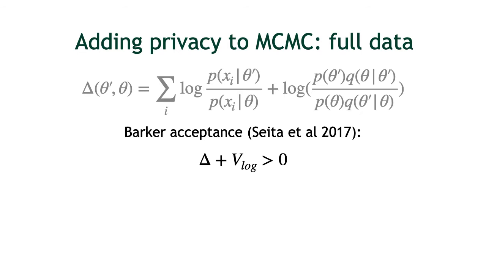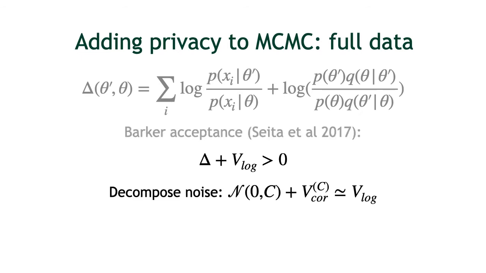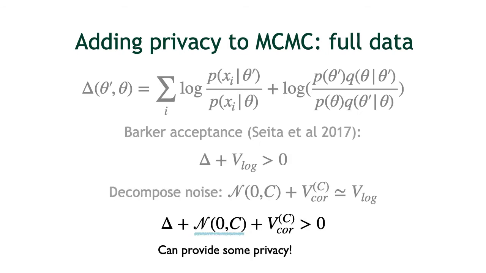Now this logistic noise is a bit problematic for privacy, so what we really want is some Gaussian noise instead. So let's take some normal noise and add some correction variable, such that the sum is close to the standard logistic. Assuming this can be done, we can approximate the Barker test like this. The point is that this Gaussian noise now guarantees some privacy. As for the corrections, in the paper we propose to generate these using a Gaussian mixture model trained for this task. So this is the DP acceptance test using full data.